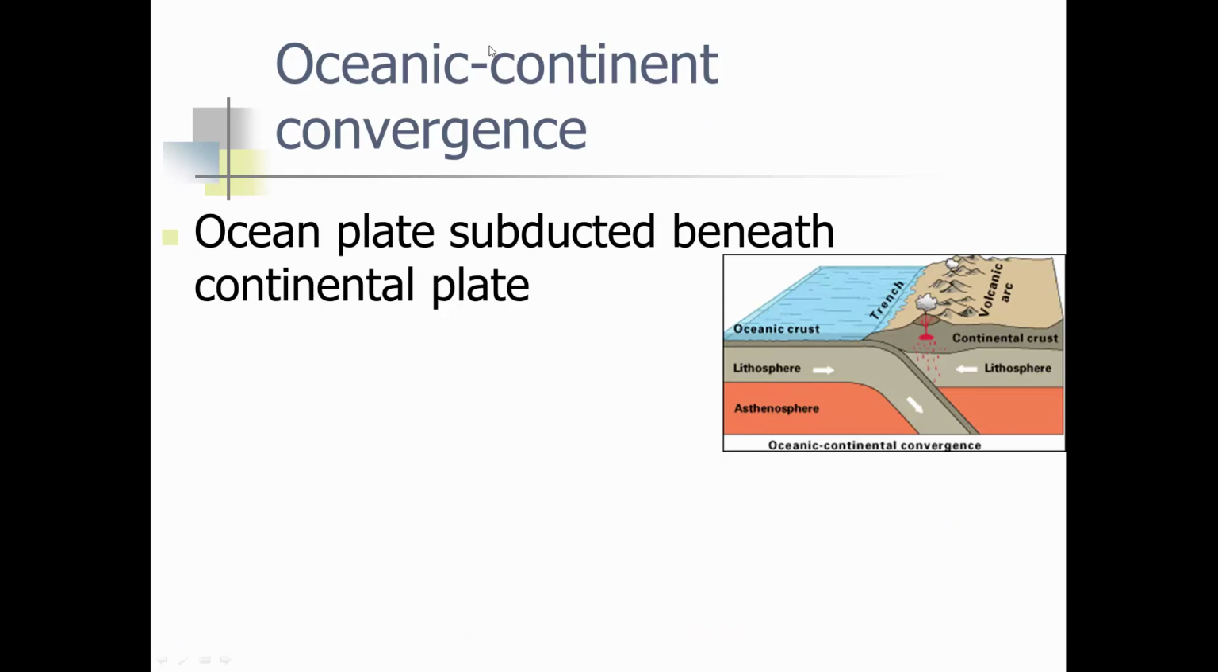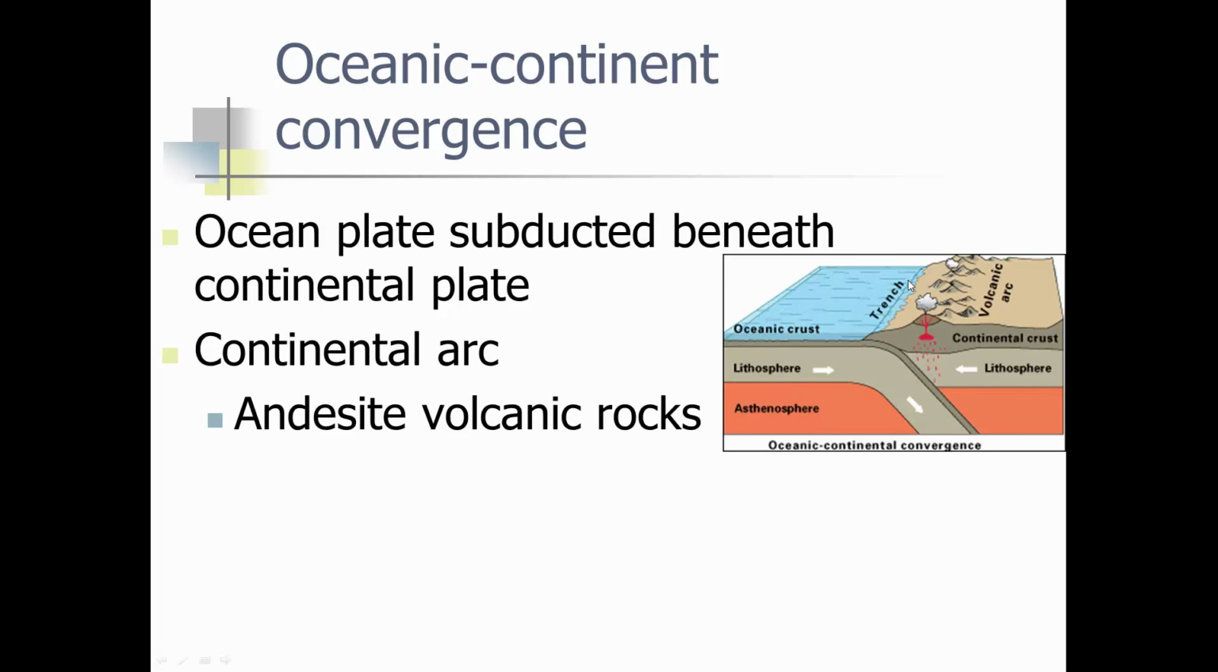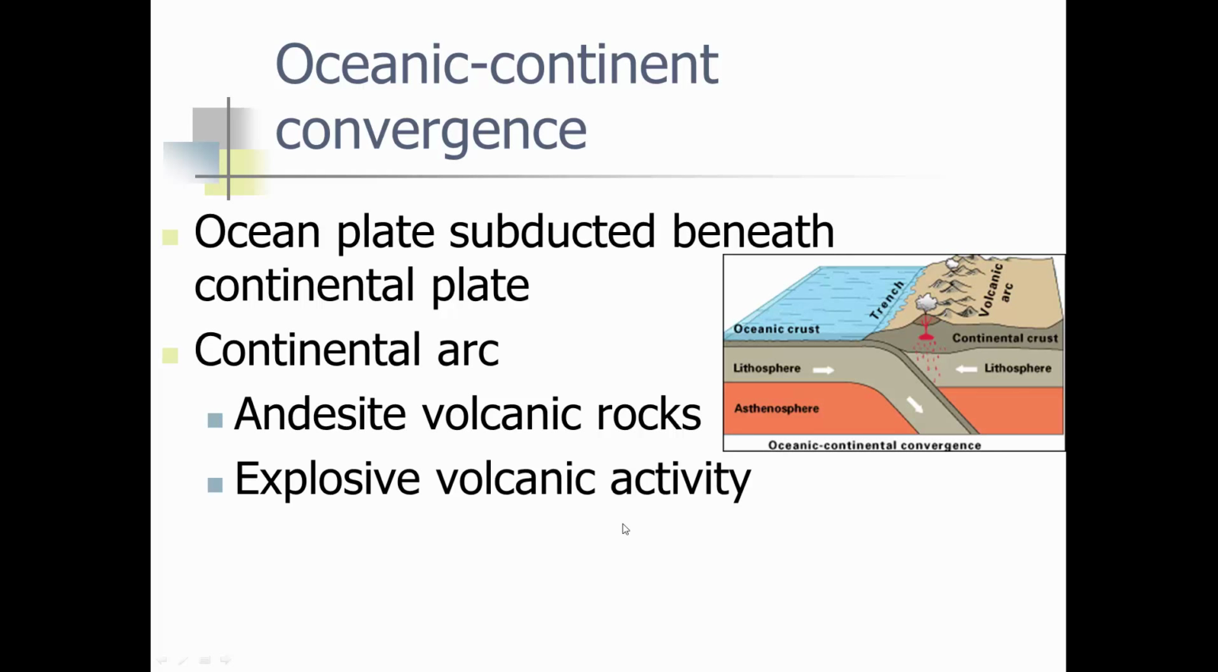We can have oceanic-continental convergence. This is when the oceanic plate is subducted down underneath the continental crust. It creates what's called a continental arc, or a volcanic arc. It has andesitic, felsic, and mafic mixture volcanoes, which tend to be the most dangerous or most destructive, but also the most cool ones to watch in videos.